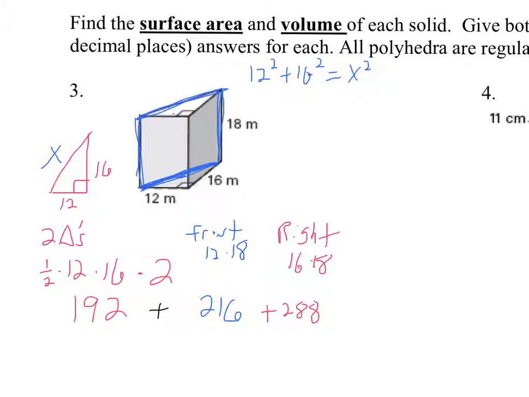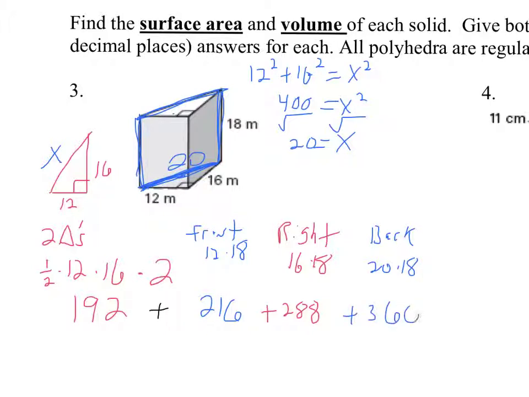If I type that in, 12 squared plus 16 squared, you can just do it all at once, I get 400. And that's convenient because when you take the square root of both sides, it works out evenly to 20. So this is a 20 by 18. So I'm going to call that the back. 20 by 18, which is 360. So we're not going to have to round at all for this surface area. Just add up all of those.